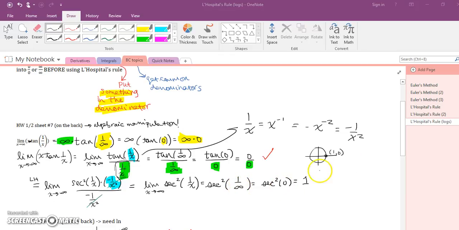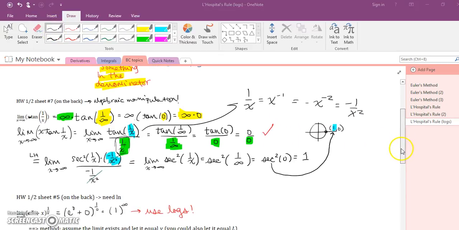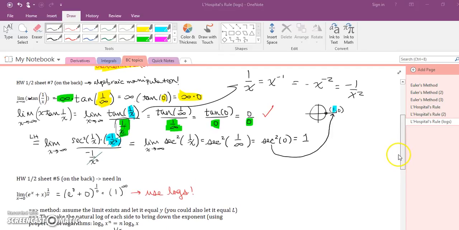Then I do direct substitution. 1 over infinity, I have secant squared of 0. Secant is the reciprocal of cosine. So the cosine of 0 is 1. The reciprocal of 1 is 1. 1 squared is 1. So make sure you have that fixed on your half sheet, or wherever your homework is.